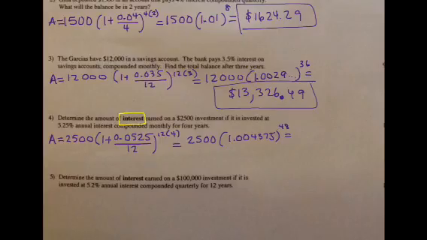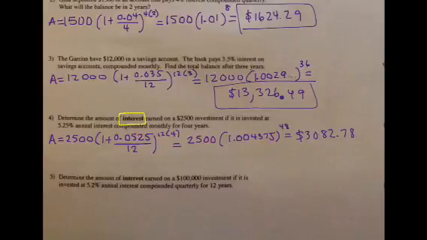Number 4, they're asking you to determine the amount of interest earned on $2,500 at 5.25% compounded monthly for 4 years. So here's monthly, 12 and 12 for 4 years right here, and here's the interest as a decimal. Okay, when you put this into the calculator and you add 1, you end up with this. 12 times 4 is 48, so that's why you have 48 right there. And then you put this into a calculator and you get $3,082.78.